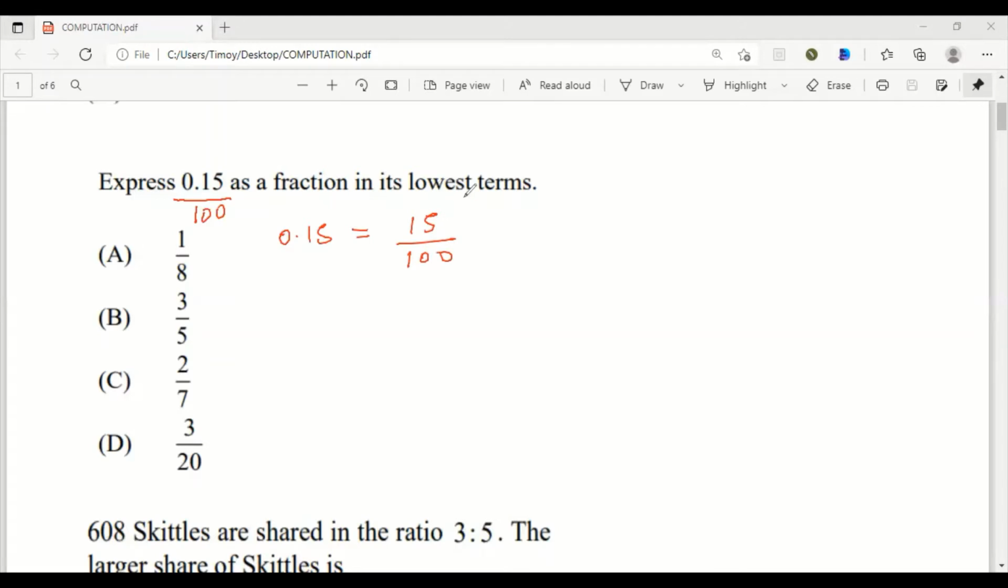And then the question says that we must put the fraction in its lowest term. So note that both the numerator and the denominator are multiples of 5. That means we can divide both the numerator and the denominator by 5. So what is 5 into 15? That's going to leave us with 3. What's 5 into 100? That's going to leave us with 20. So our answer is going to be 3 out of 20.